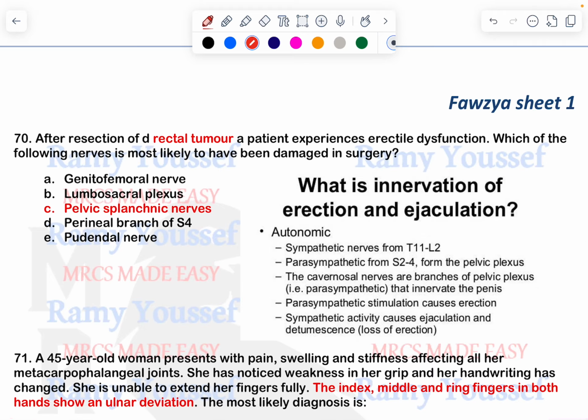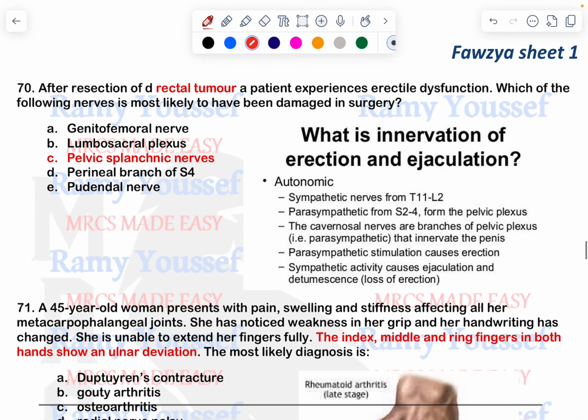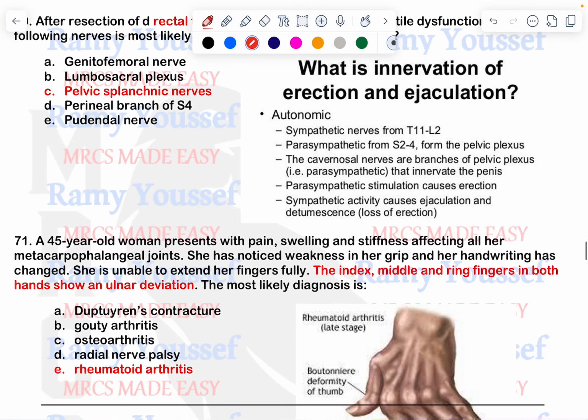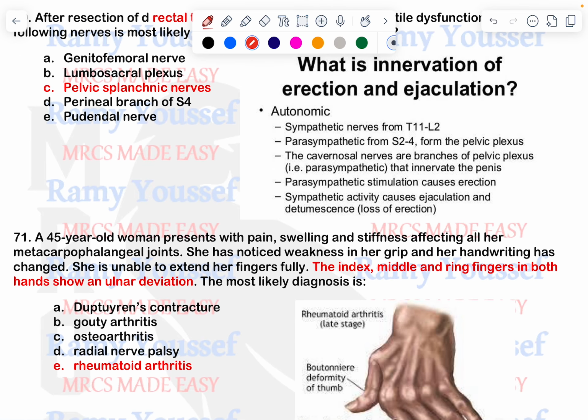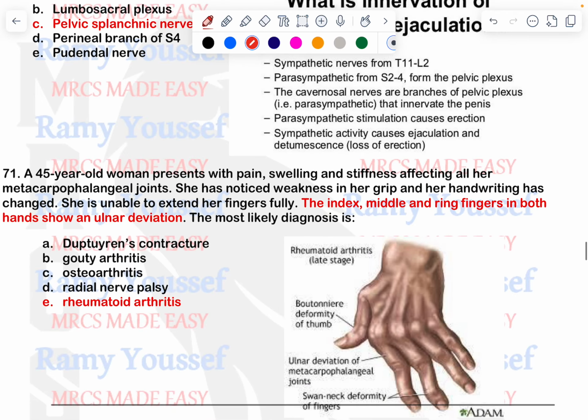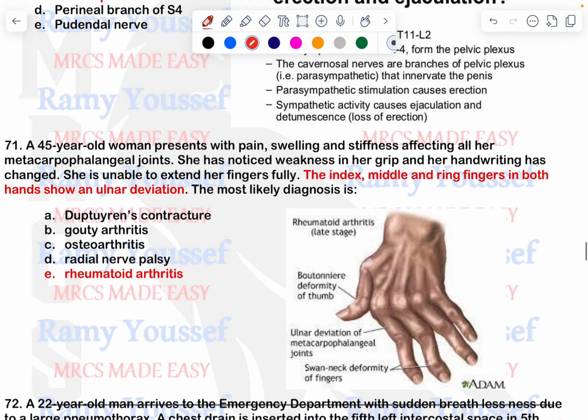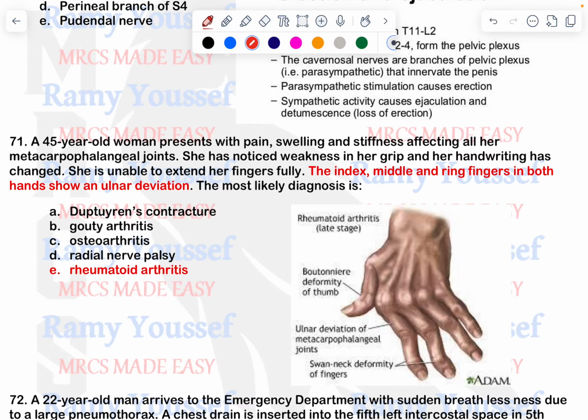Index, middle and ring fingers in both hands show ulnar deviation. So this is the median nerve area? Let us see, rheumatoid arthritis. Okay, this is not about a nerve. Index, middle and ring fingers with ulnar deviation: this is rheumatoid, specifically swan neck deformity and Z deformity of the thumb, with ulnar deviation. Ulnar deviation of the index, middle and ring fingers in both hands is rheumatoid arthritis.